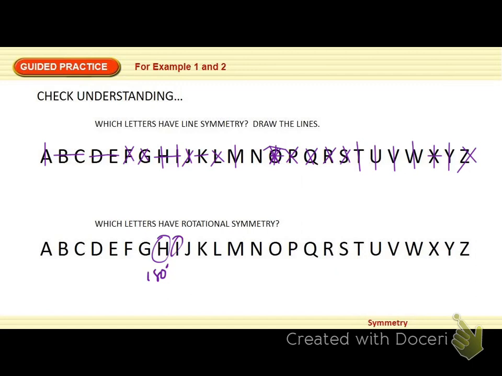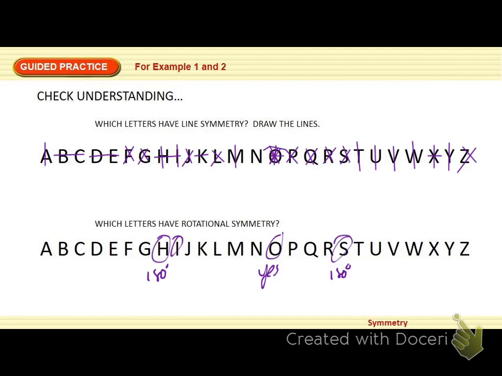O will have an infinite number of rotational symmetries. P, Q, R, S, T. I mean, we're looking for anything that has... So the funny thing about S is that it does have rotational symmetry of 180 degrees, even though it doesn't have any line symmetry. If you just turn your paper upside down, you'll see that S has rotational symmetry.